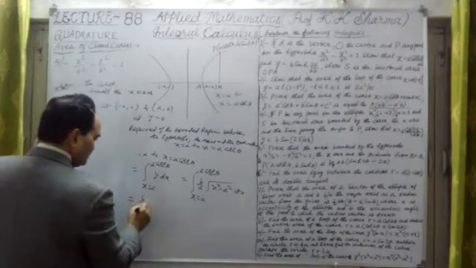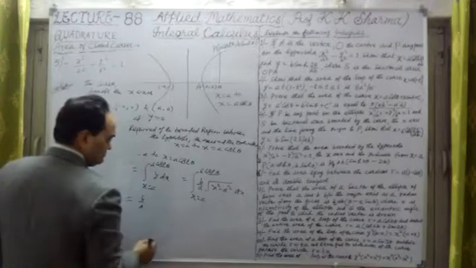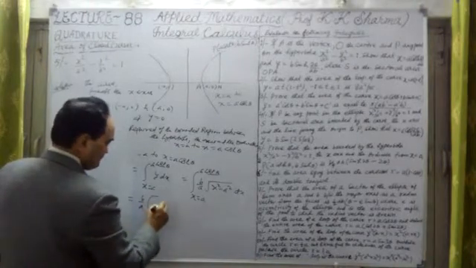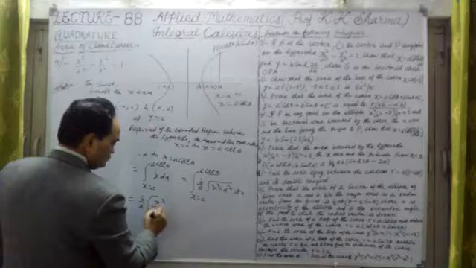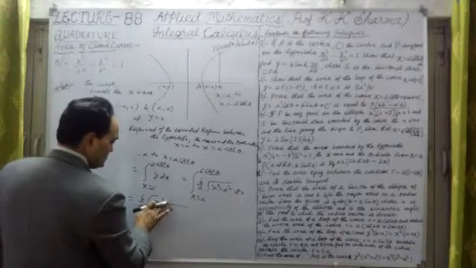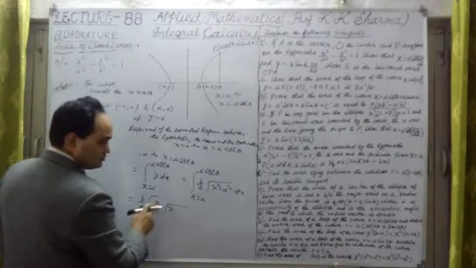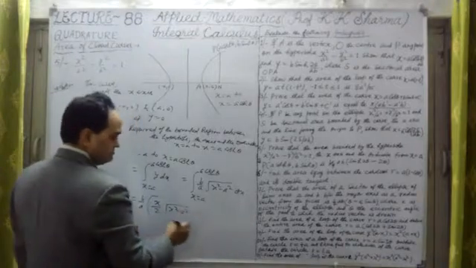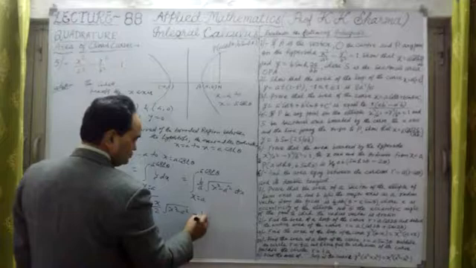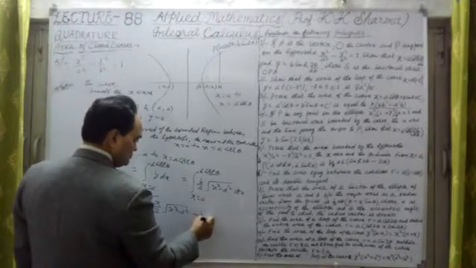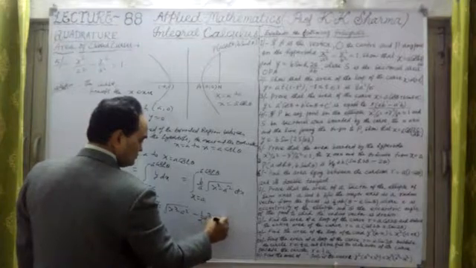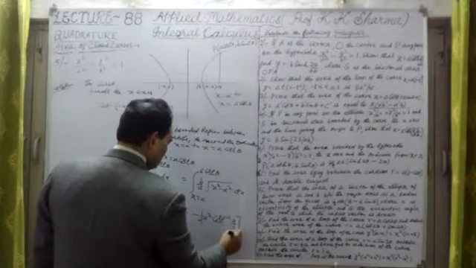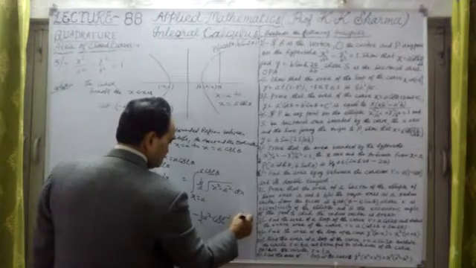Let me take b upon a out of the integration sign. Now what is the integration of this? This is the square root of x square minus a square. So the integration will be 1/2 into x times the square root of x square minus a square, minus 1/2 a square into cosh inverse x upon a, with limits a to a cosh theta.